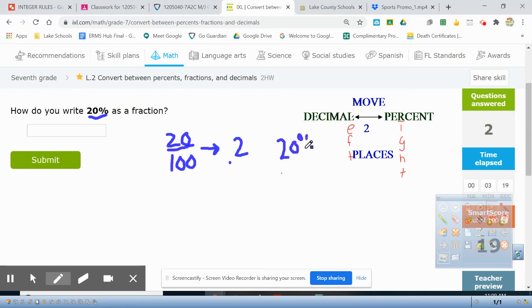Okay? So if I'm going from a percent to a fraction, I put it over 100. If I am going from a fraction to a decimal, I divide. And if I go from a decimal to a percent, I have to move it 2 places to the right.